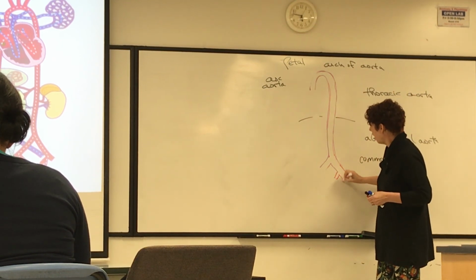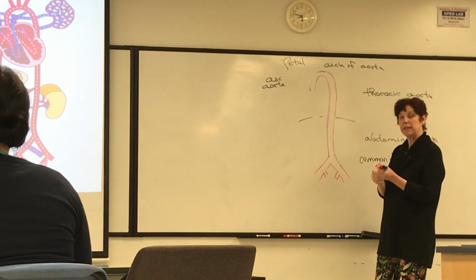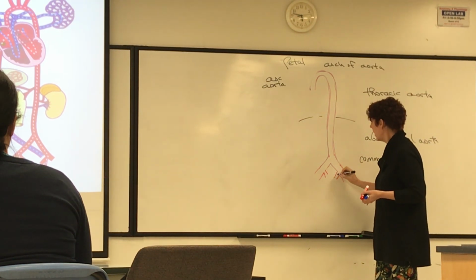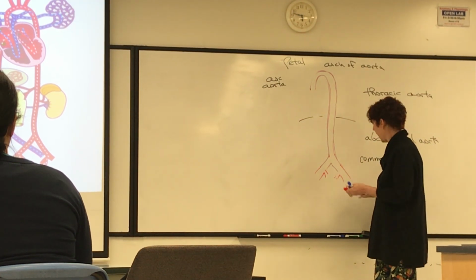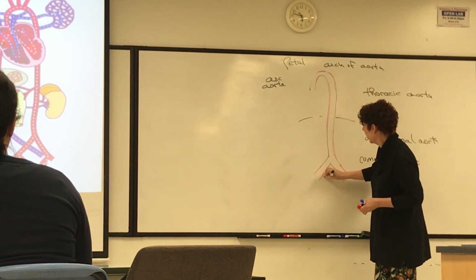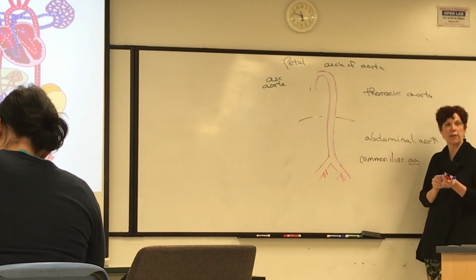And it's branches off of the internal iliac that we are interested in. You don't have to be able to identify these on lab, but for lecture I want you to know that the vessels that come off of the internal iliac are called the inferior vesicular arteries.